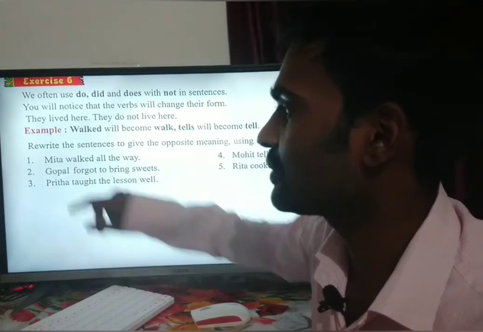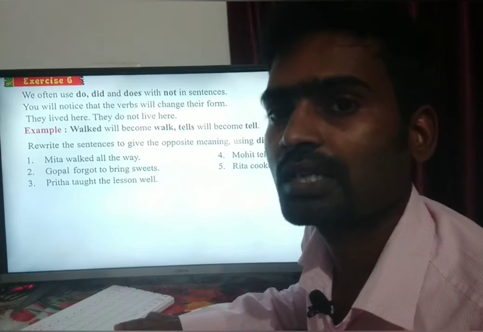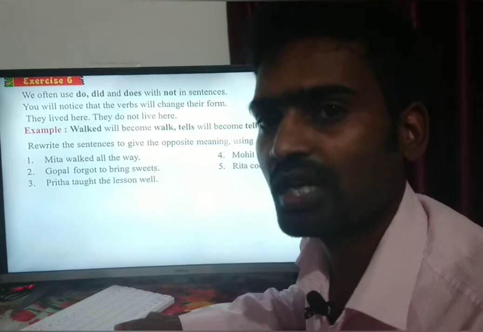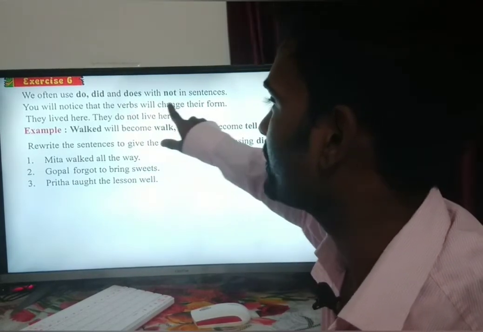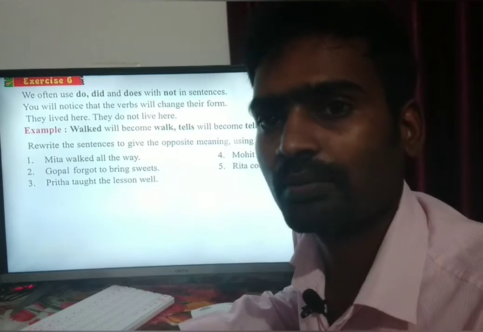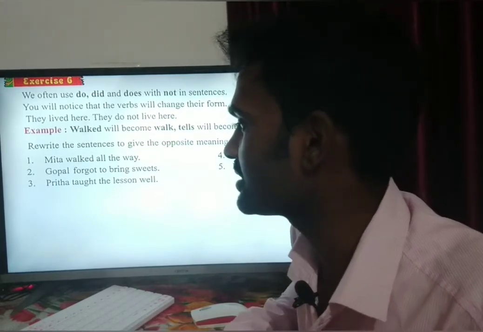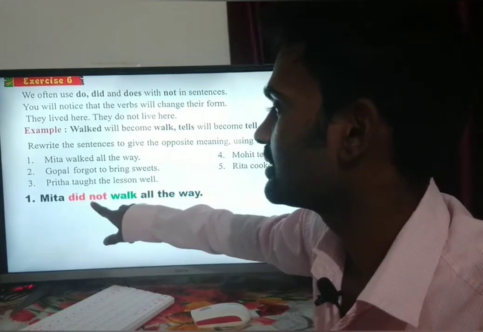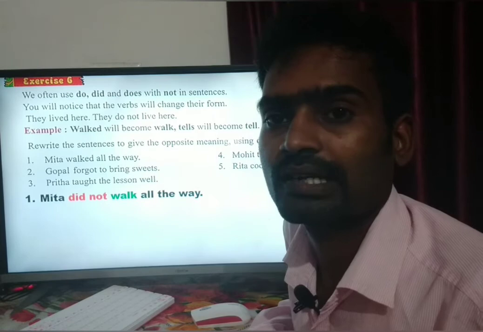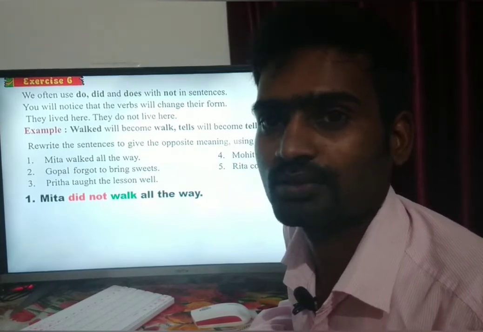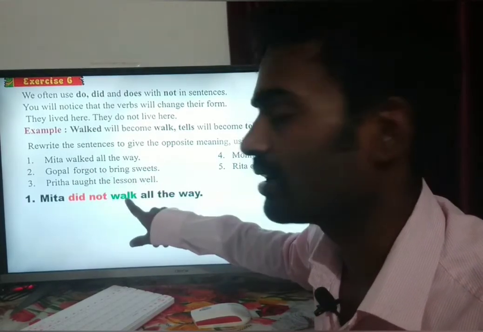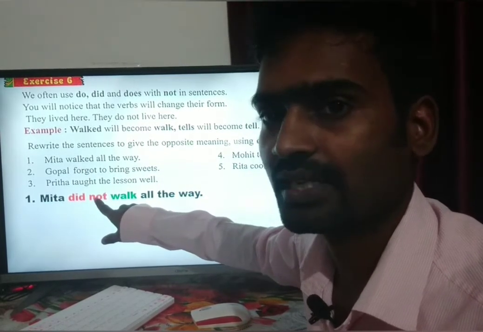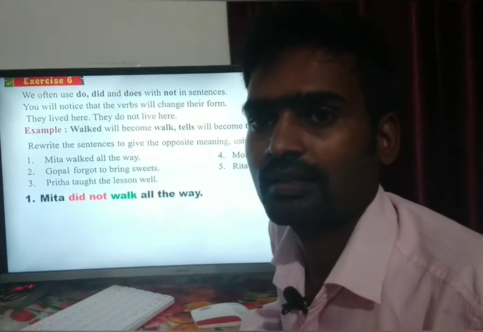So for the first one, what are we supposed to do? We have to use did not. And dear children, as they say here, verbs will change their form. The form of the verb also will be changed. So here is the answer. Mita did not walk all the way. See here, walked is given in the past tense, and when we use did not as a negative sentence, it becomes walk, present form.